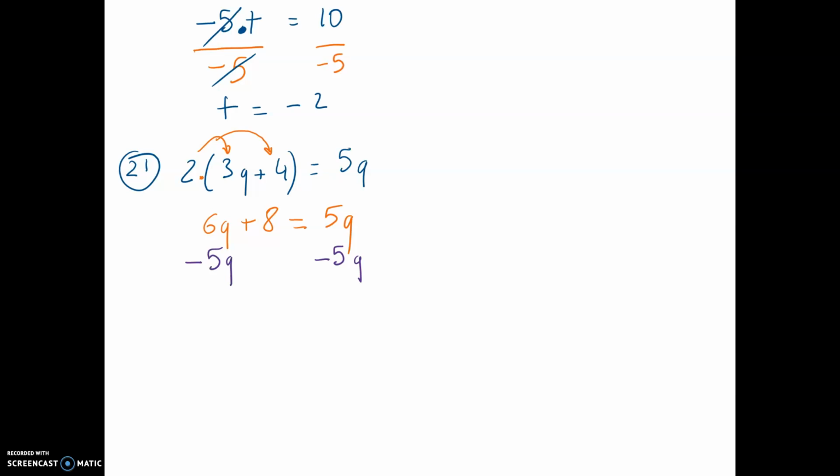But obviously, if you do that, now you have a 0 on the right side because 5q minus 5q equals 0. And on the left side, you got q. 6q minus 5q equals q plus 8. You need to get rid of the 8 by subtracting 8 both sides now, again. And if you subtract by negative 8 both sides, you end up to have q equal negative 8.